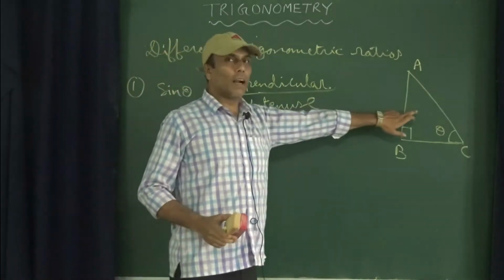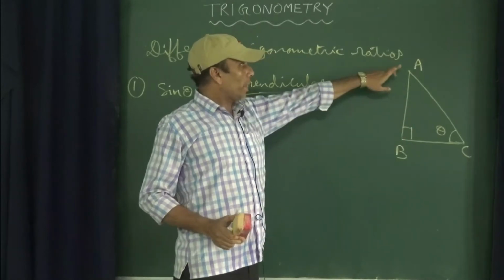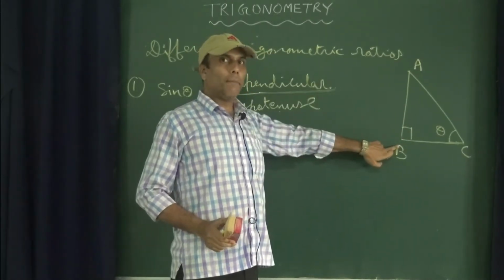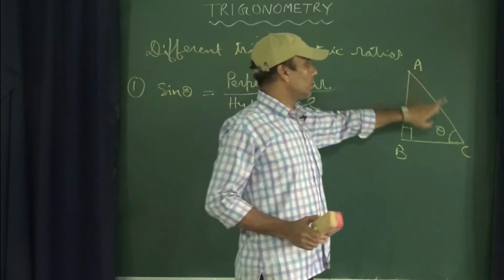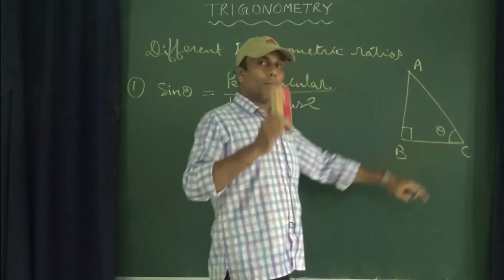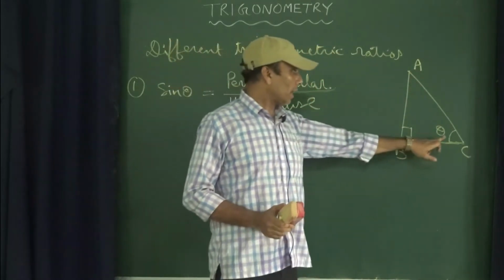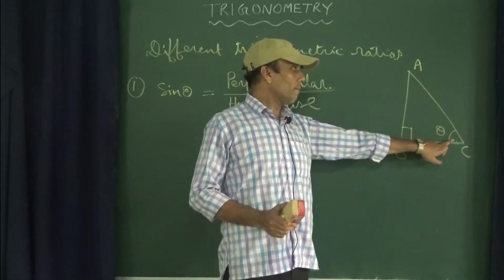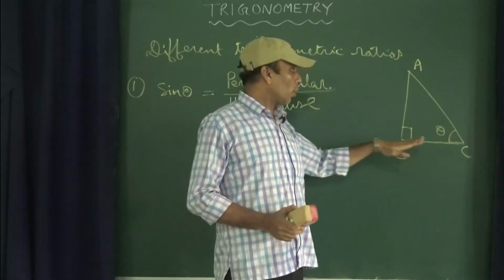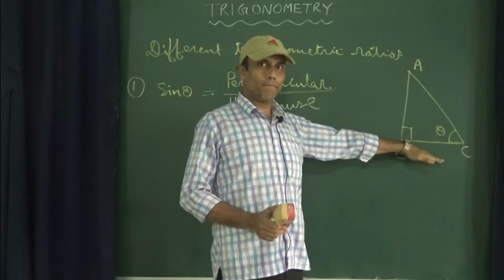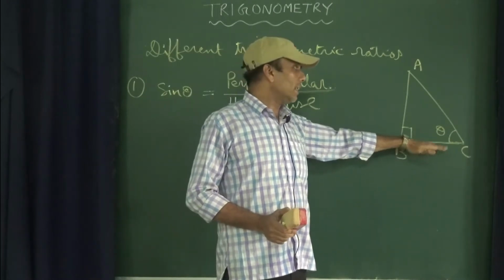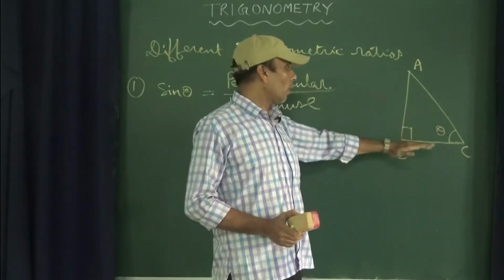Now for this particular diagram, which is our perpendicular? AB is the perpendicular and hypotenuse is AC. One more thing you have to remember: if our angle is this theta, make sure on which line this theta angle is lying, AB or BC. It is lying on BC.